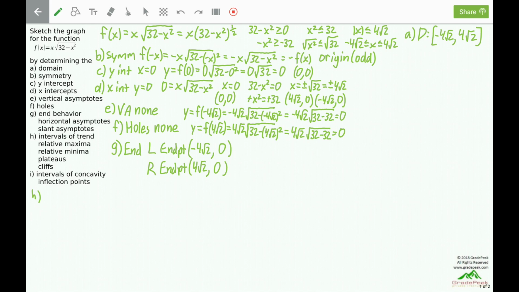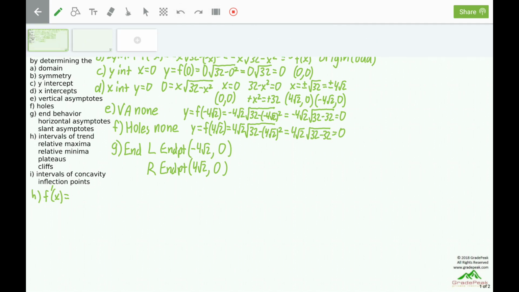For part H, we want to determine the intervals of trend, relative maxima, relative minima, plateaus, and cliffs. All of this involves the first derivative, f prime of x. We'll take the first derivative from the original function version where it's written as a fractional exponent, this one here. Notice that f of x is the product of 2 expressions, so it will require a product rule. We'll need a little bit of room to work out the derivative here. We can use another page.